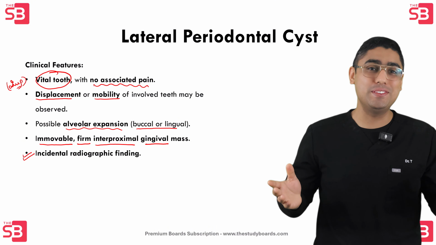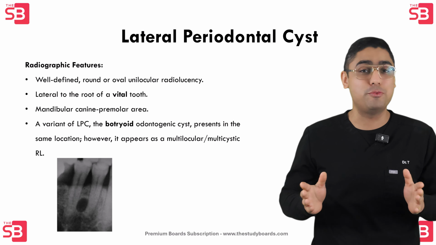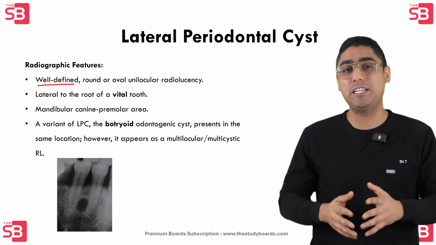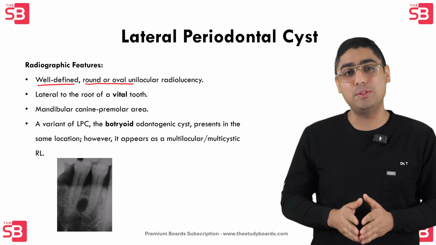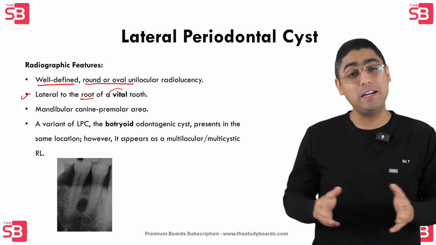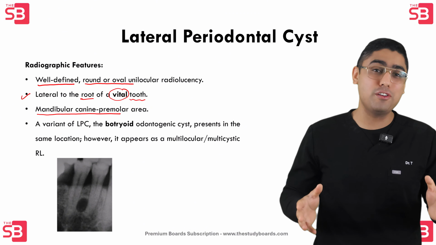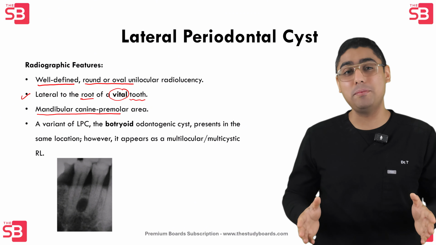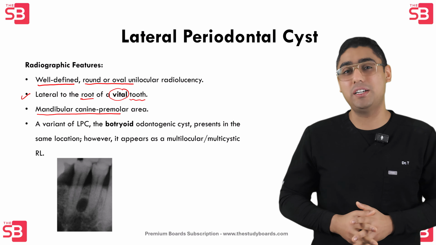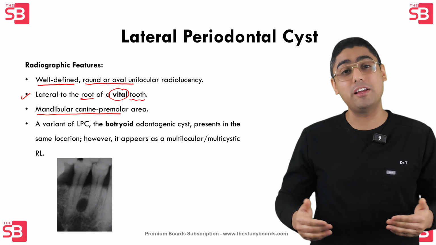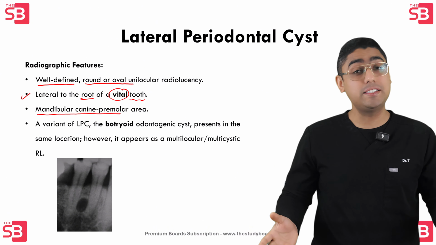Now let's look into the radiographical features of LPC. So LPCs appear as well-defined round or oval-shaped radiolucencies. They are most often located lateral to the root of a vital tooth, particularly in the mandibular premolar canine region. Now the boundaries of these cysts are usually sharp and well circumscribed, making them easier to differentiate from more aggressive or inflammatory lesions. They are generally small in size, often less than 1 centimeter.